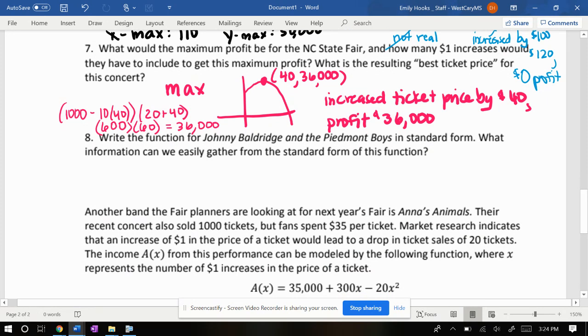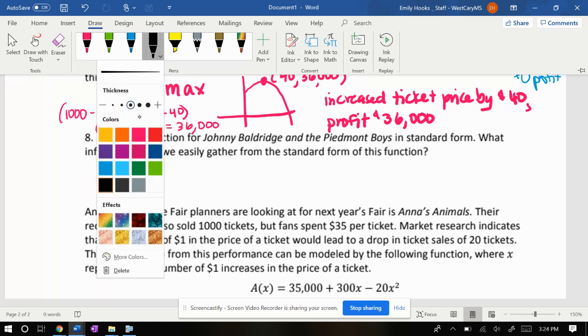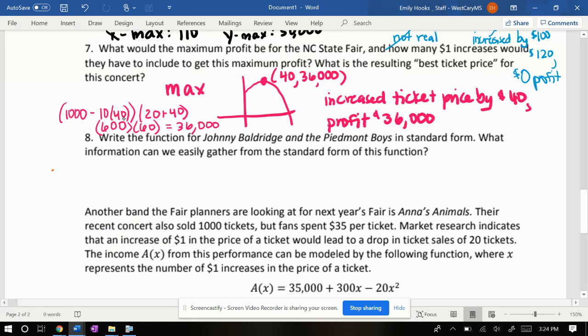So number 8 says, write the function for Johnny Baldridge and the Piedmont Boys in standard form. What information can we easily gather from standard form? If we change it to standard form, all you have to do is multiply it out. We're going to take the original equation, which was 1,000 minus 10x times 20 plus x, and we're just going to use the distributive property.